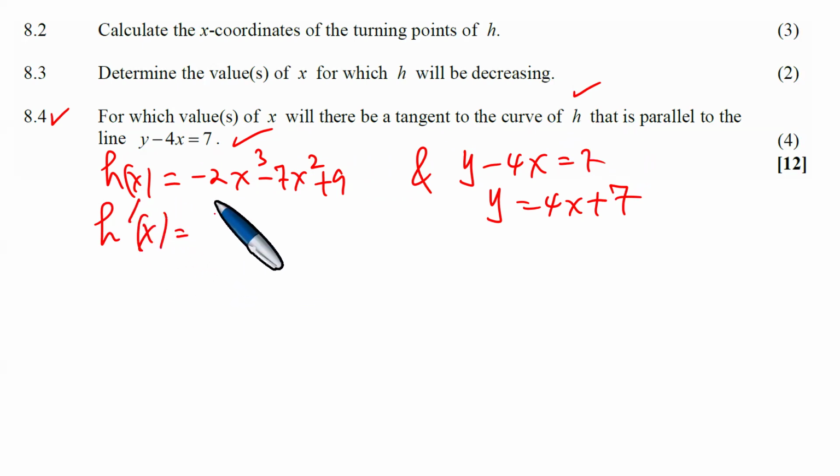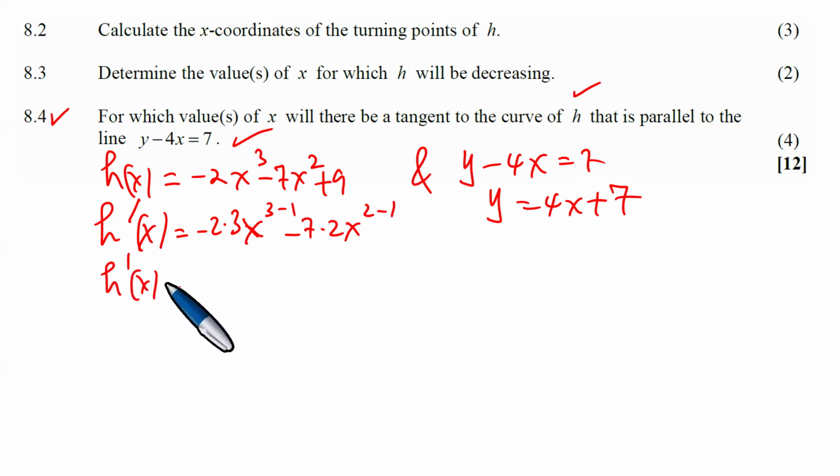Tangent to h means we must find the gradient, the slope, and therefore you have minus 2, you drop the 3, and then you subtract 1 from 3, like so. 7 times, drop the 2, subtract 1 from the top. The derivative of the 9, a constant, becomes identically 0. We move forward. Minus 2 times 3 will give us minus 6x squared minus 14x, exactly like so.